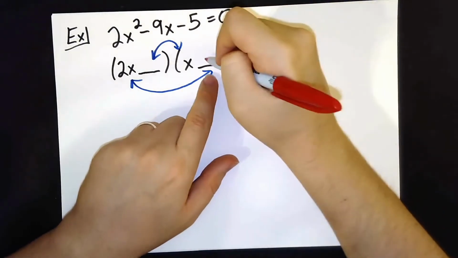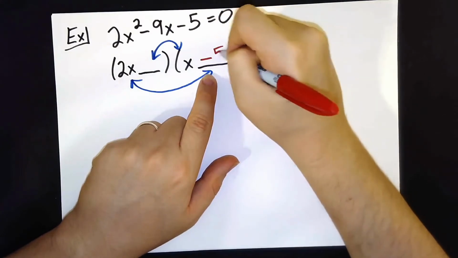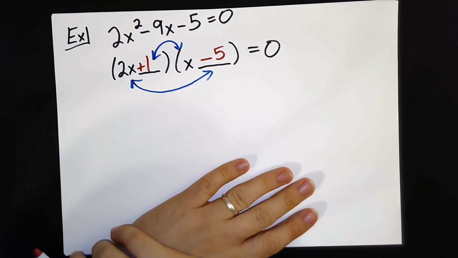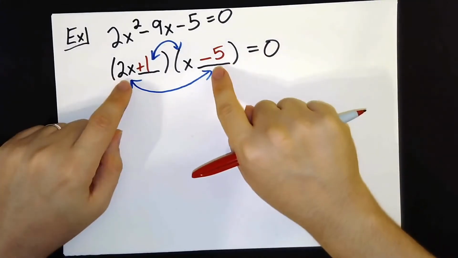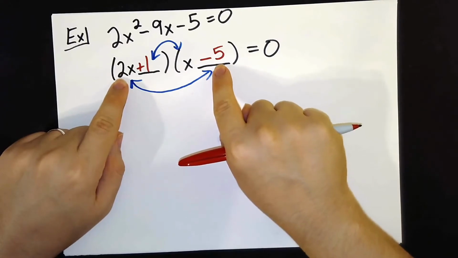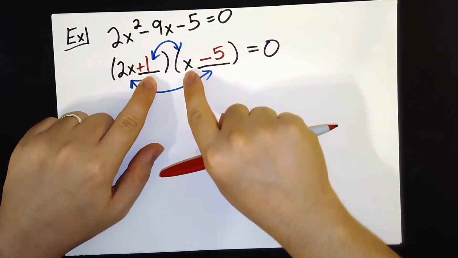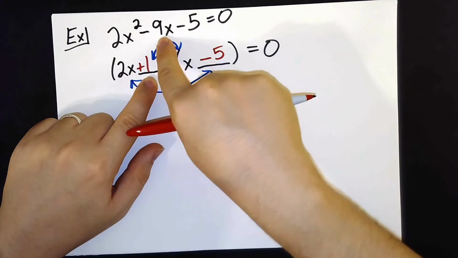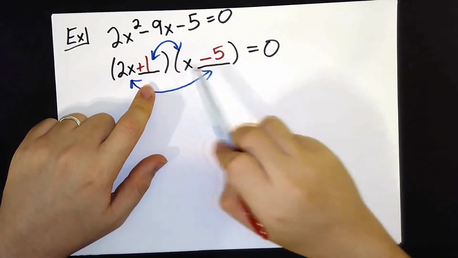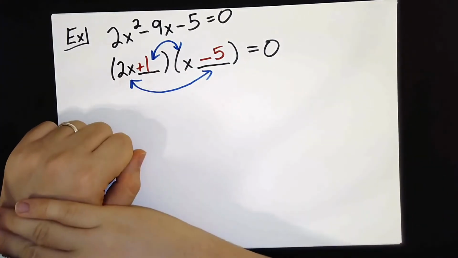What numbers are those? Well, I think we want to have a minus 5 here and a plus 1 here. So again, what happened here? 2x times minus 5, that's minus 10x. Plus 1x, that will be minus 9x. And also, the product of plus 1 and minus 5 is minus 5.